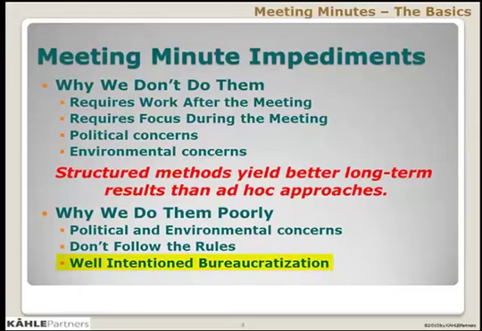Third, we tend to bureaucratize things. One of the reasons we see in very mature environments for doing meeting minutes poorly is the layering upon the actual act of writing the minutes of additional process and format that has the unintended effect of undermining the minutes themselves.